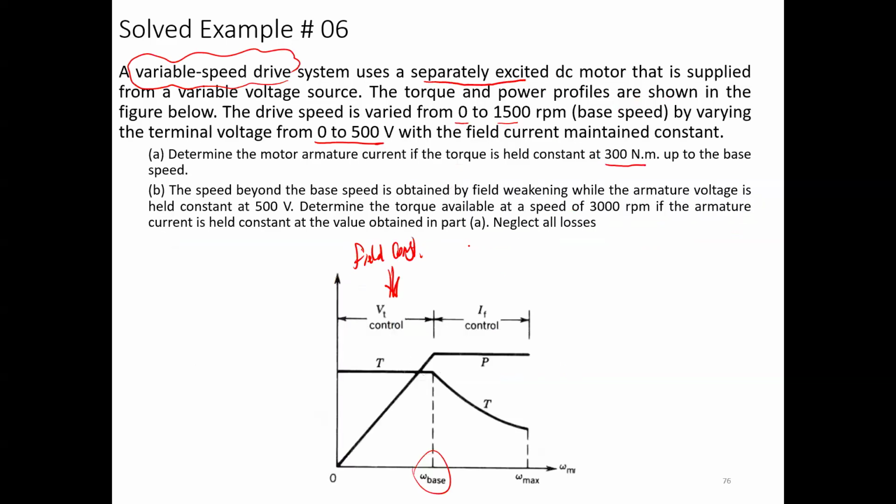Part B. He said that the speed beyond the base speed is obtained by field weakening. So this is the second part, or the second stage, of the control. The speed beyond the base speed, from omega base to omega maximum, which, as we discussed previously, most of the time is going to be twice the motor speed.